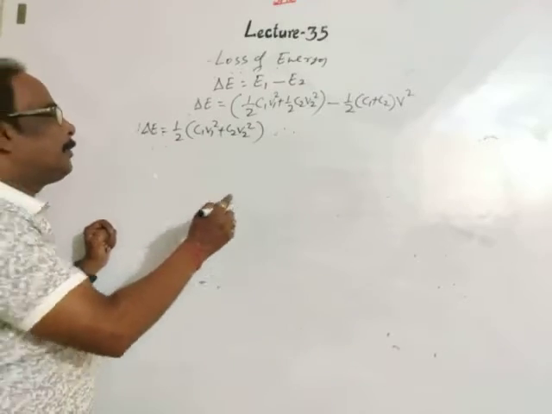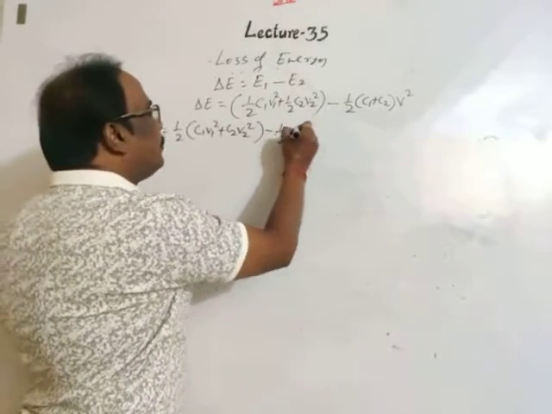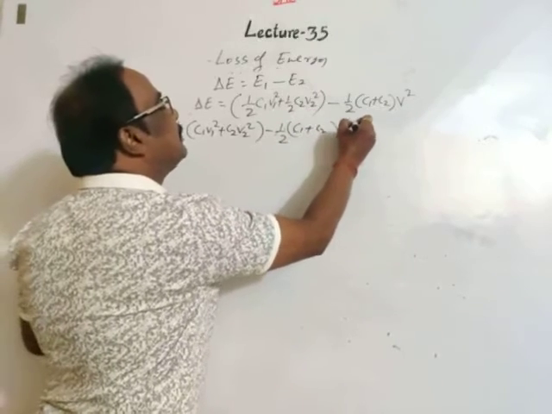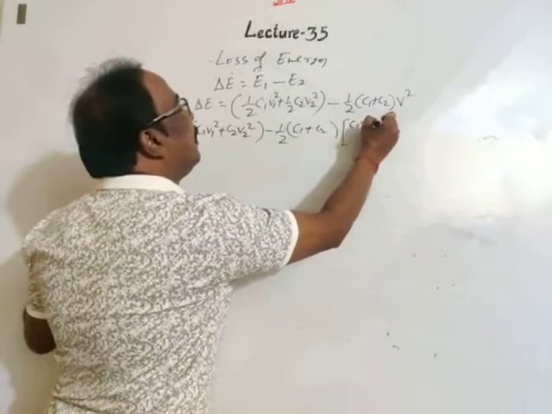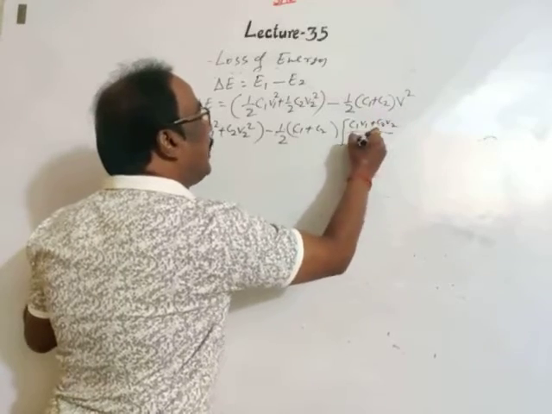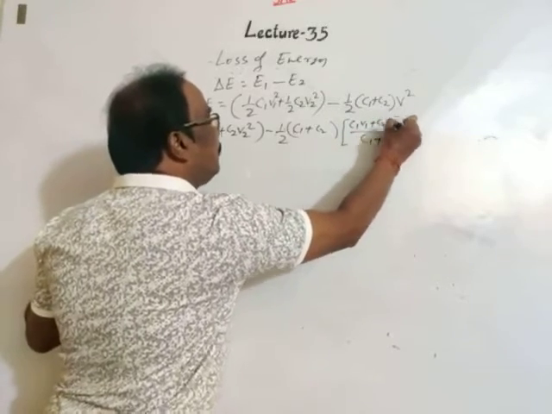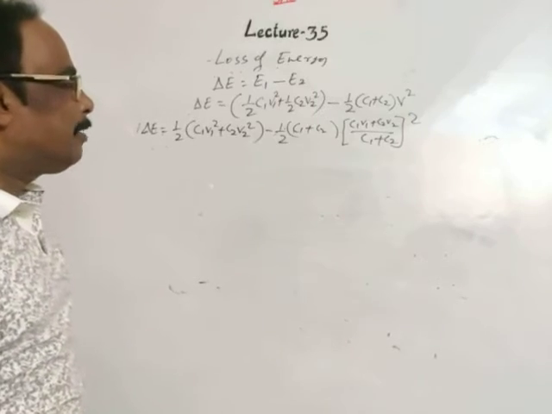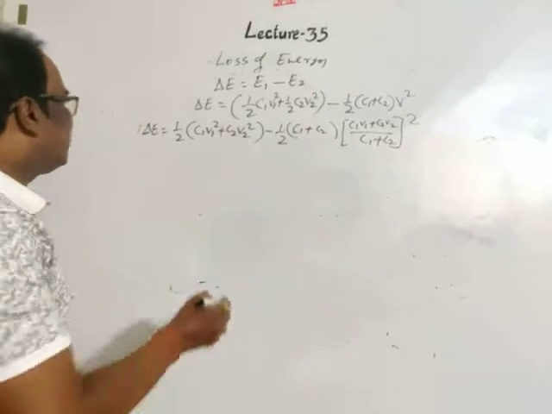We have got half common minus half (C1 + C2). Total capacitance V: V is (C1V1 + C2V2) divided by (C1 + C2) whole square. Formula for common potential: (C1V1 + C2V2) divided by (C1 + C2).